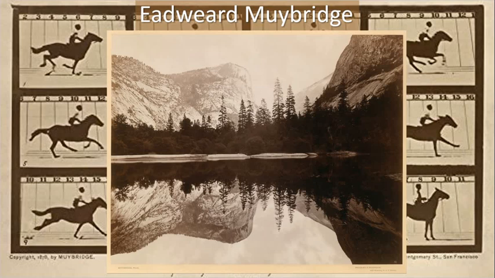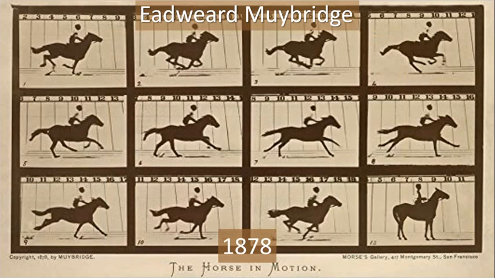He was a photographer, but he got involved in a bet with the governor of California about whether or not a horse's hooves all left the ground at the same time when in a trot or a gallop. So he took this series of photographs and was the first person to do this kind of stop motion photography. But here's the gossip on Muybridge.